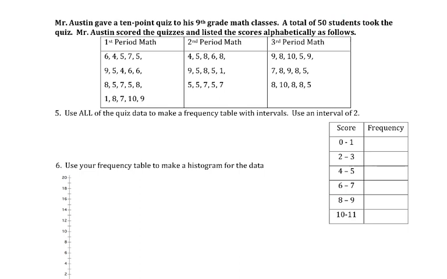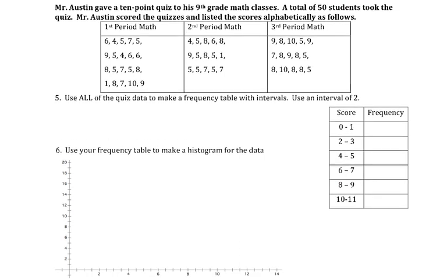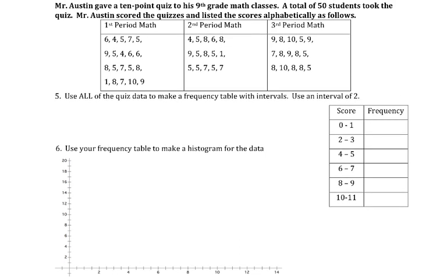Alright, now let's look at the back side, dealing more with the stat stuff, okay? So we've got a 10-point quiz given in his 9th grade math classes. Okay, so here's first period, second, and third period. So we're going to use all of the quiz data to make a frequency table. So frequency tables tells us how many times we score a certain number. So score between 0 and 1, we had 1, 2, that's all I see, so those two.